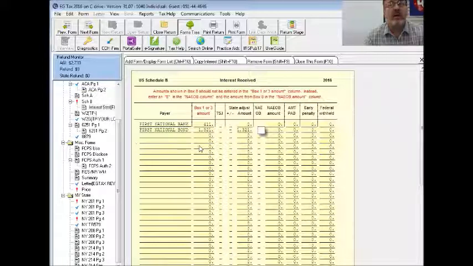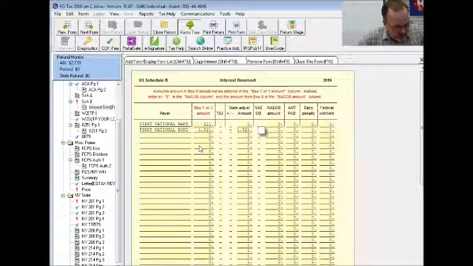We have to put the income there because it's taxable on the federal. Yep. And how do we know we did it correctly? It shows up as taxable on the federal, and it'll show up as a subtraction on the state. Okay? Yep. Okay.